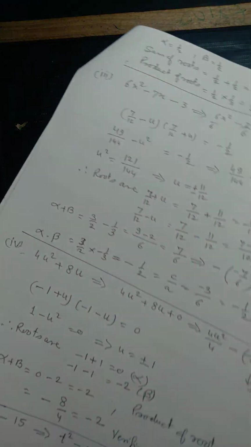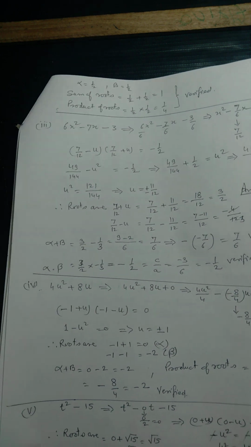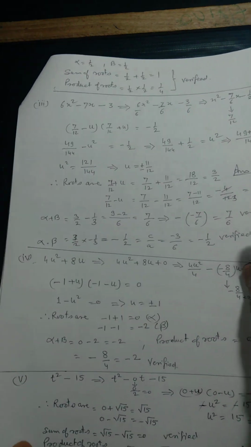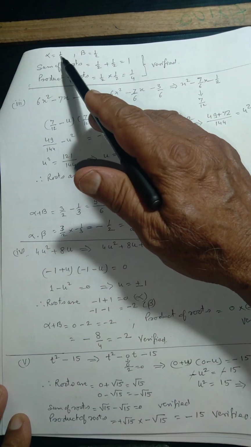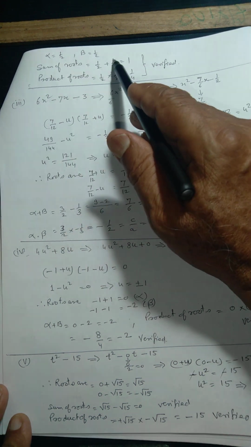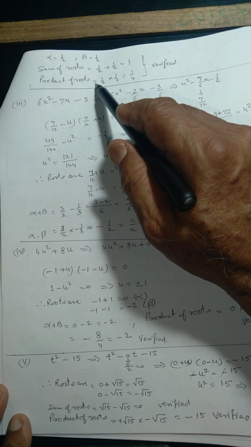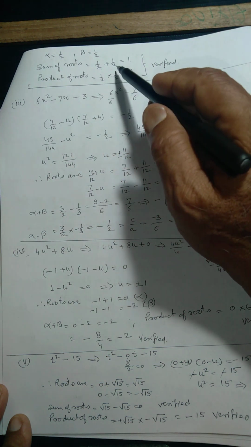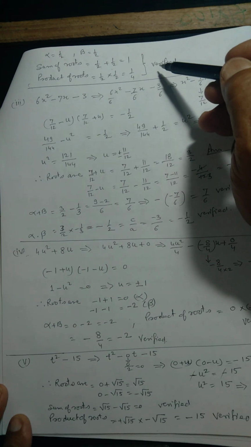Now third part of the question number 1. For verification, I have done here you see, alpha is equal to 1 by 2, beta is equal to 1 by 2, sum of the roots 1 by 2 plus 1 by 2, that is equal to 1. Product of the root, that is 1 by 2 into 1 by 2, that will be equal to 1 by 4. So it is also verified.